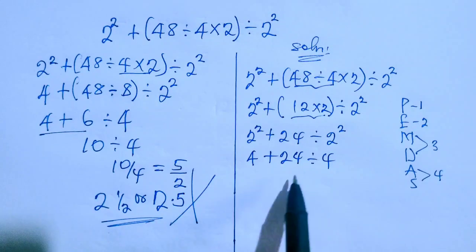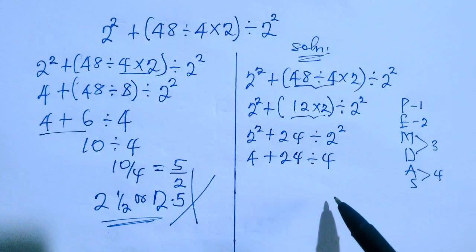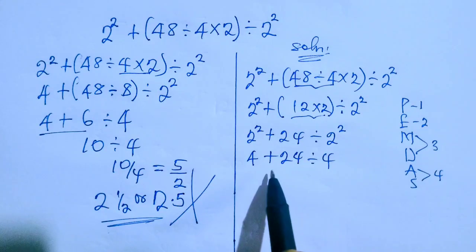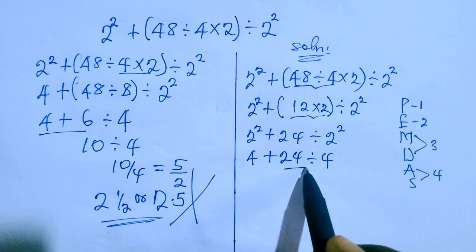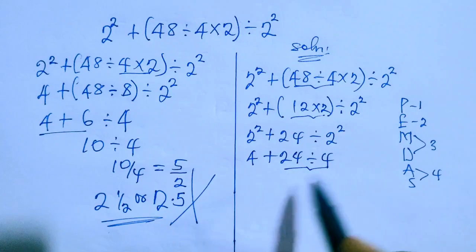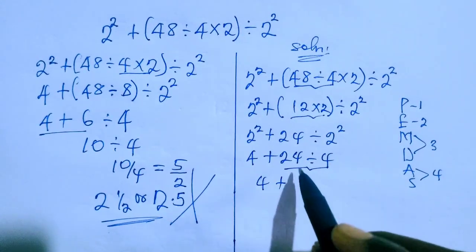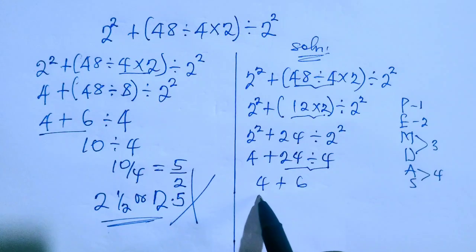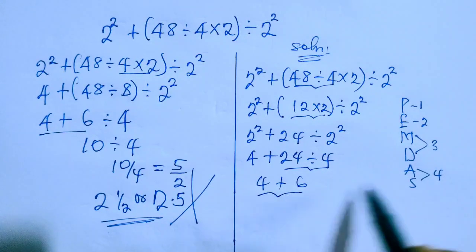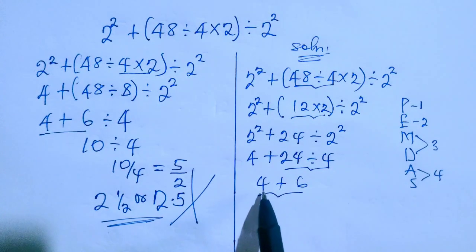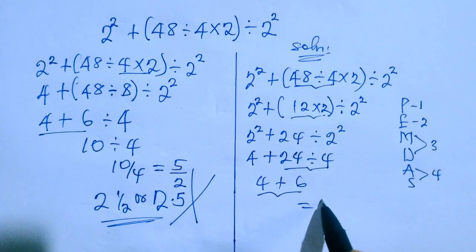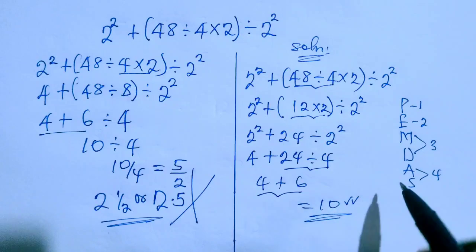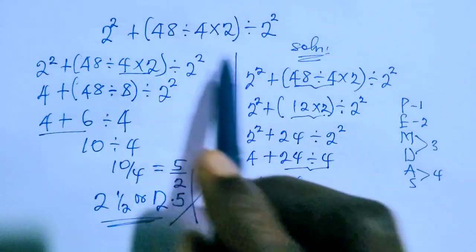And again, from this order of operations, we consider division here because division is of higher priority than the addition. Now we have 4 plus 24 divided by 4, that gives us 6. And lastly, we consider addition. Therefore, 4 plus 6 gives us 10. And this is the correct answer of this given expression.